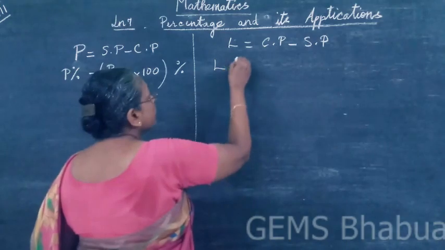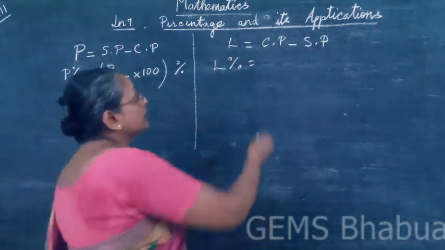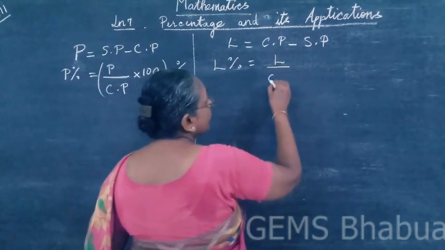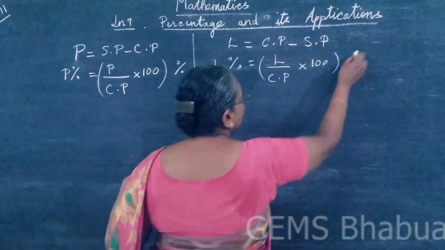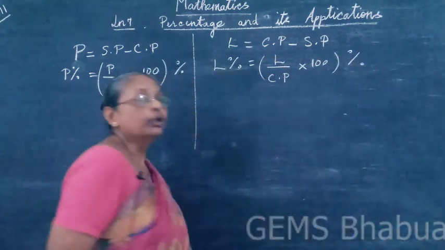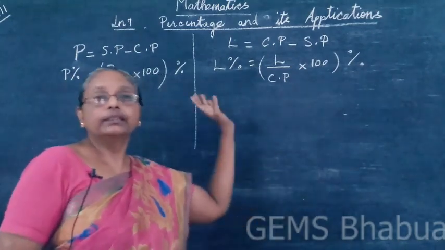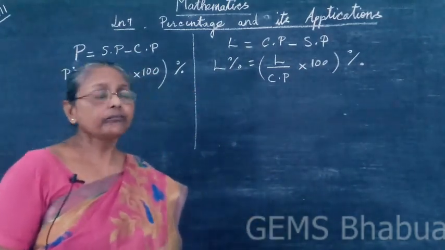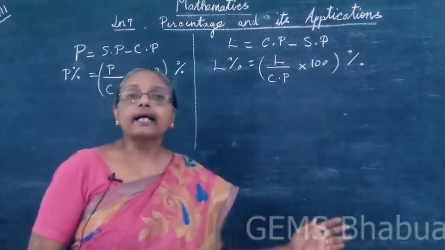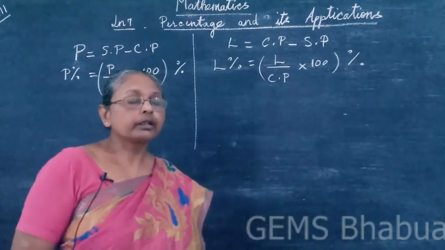The same way, we can find loss percentage also. What is loss percentage? Loss by CP into 100%. Loss percentage is equal to loss by CP into 100%. These are also some of the basic formulae you need to know. Apart from this, there are some other formulae also for easy calculation.